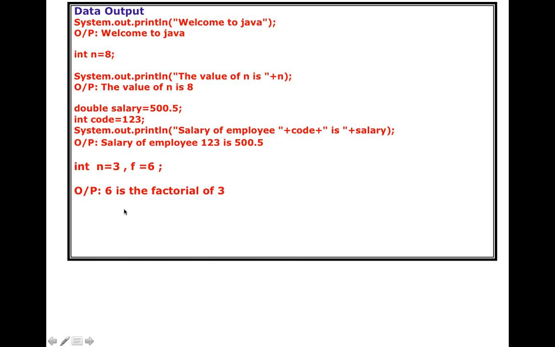Okay, welcome back. So this is the output. In the double quotes you have is the factorial of, so that will be displayed as it is. Then the compiler will display the value of f, the value of n, and there is a concatenation operator after f and before n. So that was the topic of data output for you.